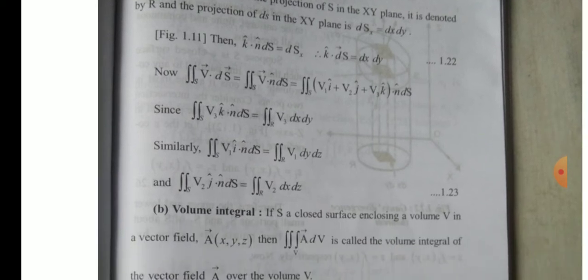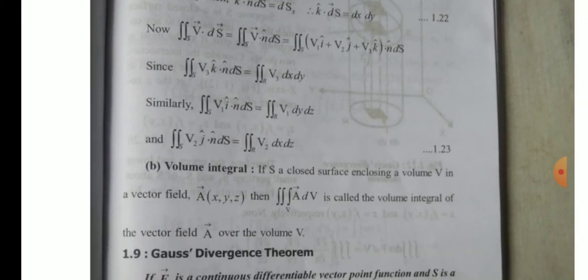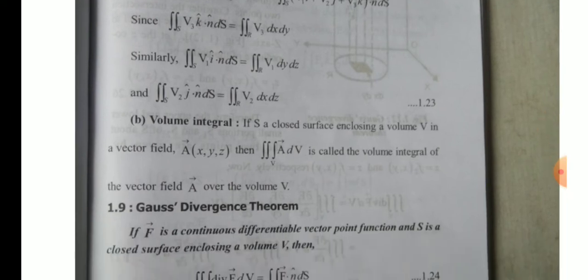V3 k cap dot n cap dS is equal to V3 dx dy. V1 i cap dot n cap dS is equal to V1 dy dz. V2 j cap dot n cap dS is equal to V2 dx dz.